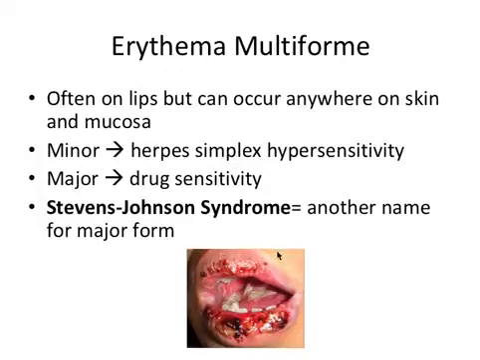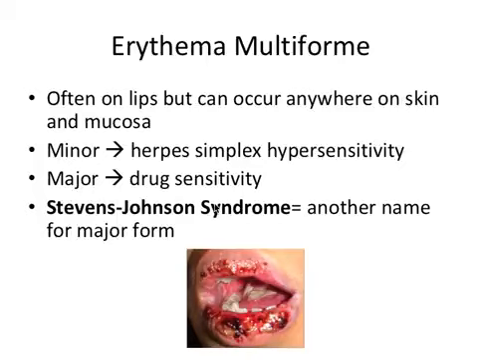So it's pretty messy looking. This is one maybe more serious example of it. We have minor form and major form yet again. The minor form is related to a herpes simplex hypersensitivity, whereas the major form is related to a drug sensitivity. So again, another pretty simple thing, but worth committing to memory.